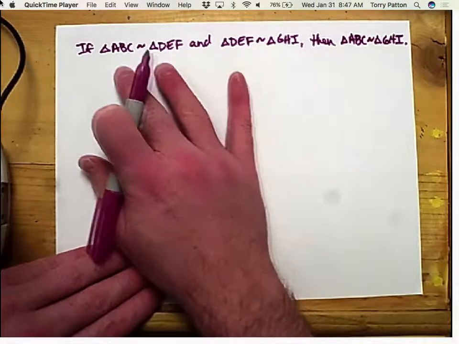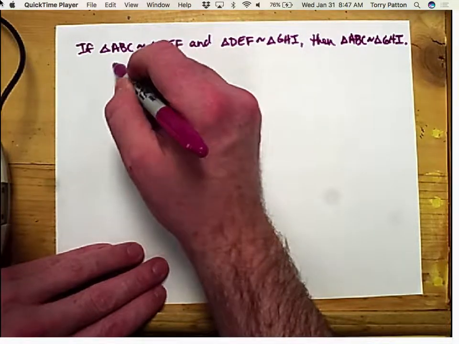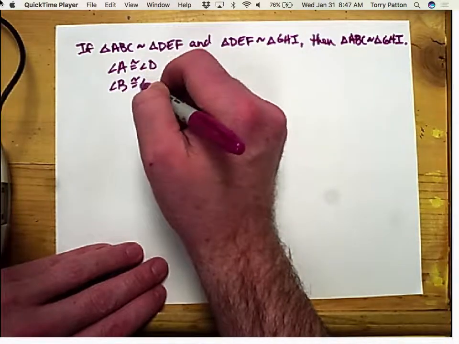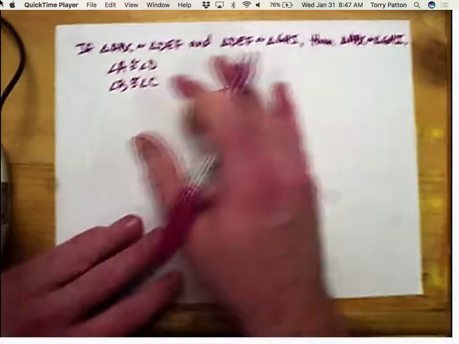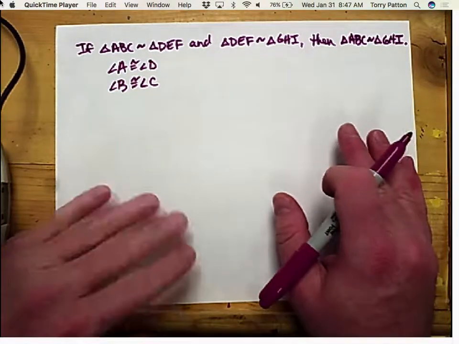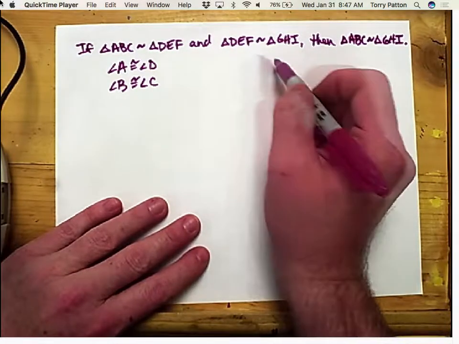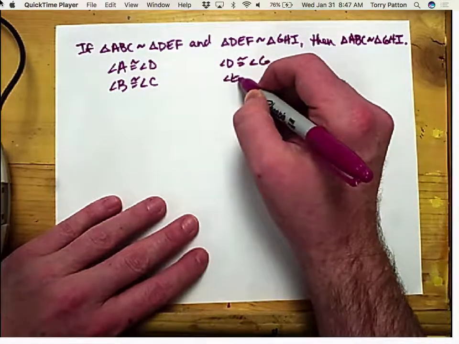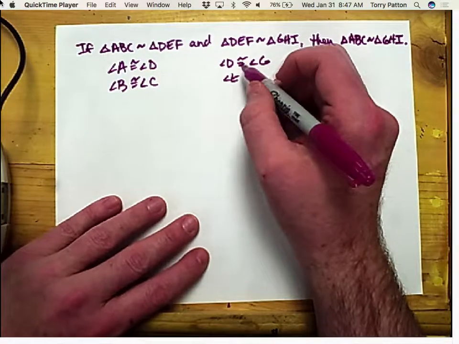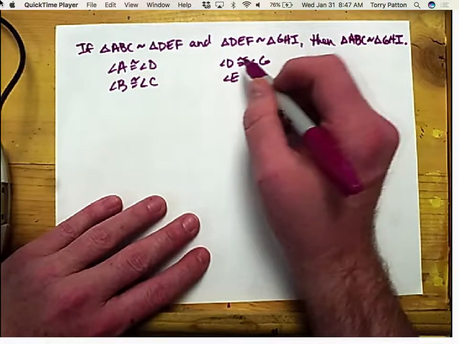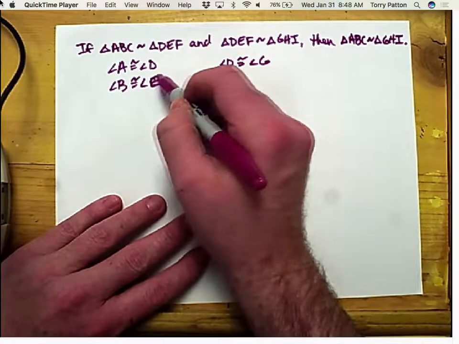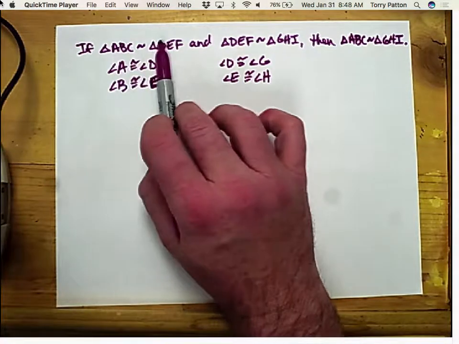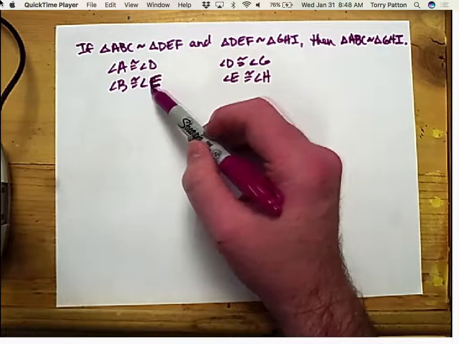Well, what do we know if this is true? We know that angle A is congruent to angle D, and angle B is congruent to angle E, right? And we know C is congruent to F, but I only want two of them, so I'm stopping there. Well, if this is true, we know that angle D is congruent to angle G, and angle E is congruent to angle H. Sorry, this is supposed to be an E. I'm like, why is this not working?